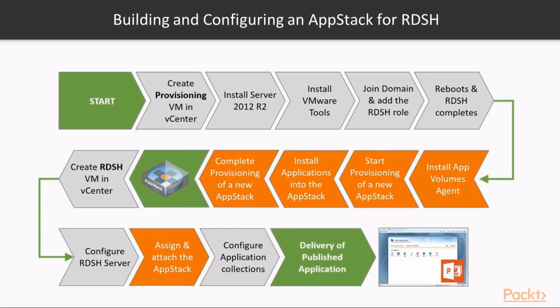The steps described in the diagram on screen outline the tasks that we are going to complete in this section, starting with the build of the RDSH server using our VMware vSphere platform as a base. They are in the order in which they should be completed. It is important to note when to install the App Volumes agent in particular, which is highlighted in orange, along with the other App Volumes specific tasks. In this video, we're going to cover the steps from where we add the RDSH role to the provisioning server and then install the App Volumes agent.